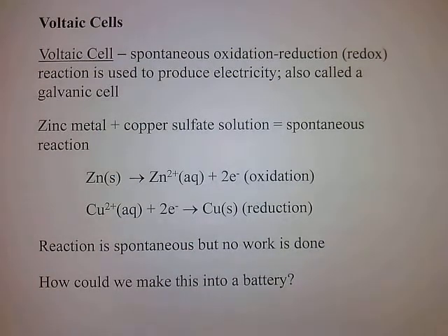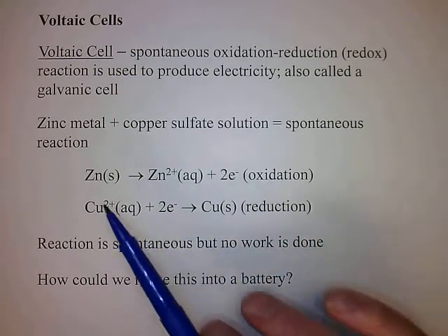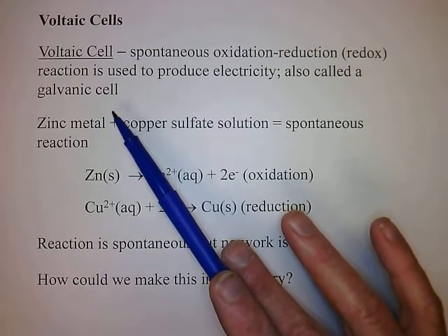Okay, this is going to be our third video on electrochemistry, and here I'm going to talk about voltaic cells. So what is a voltaic cell? A voltaic cell is where we use a spontaneous oxidation reduction, or redox reaction for short, to produce electricity, also called a galvanic cell, basically also called a battery.